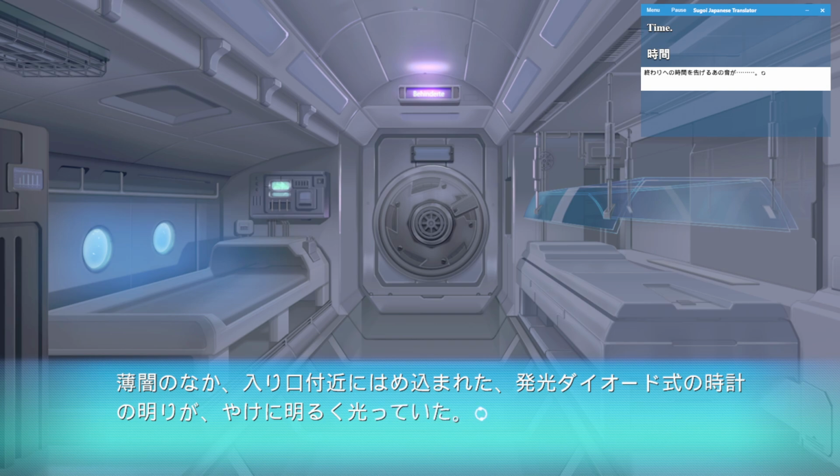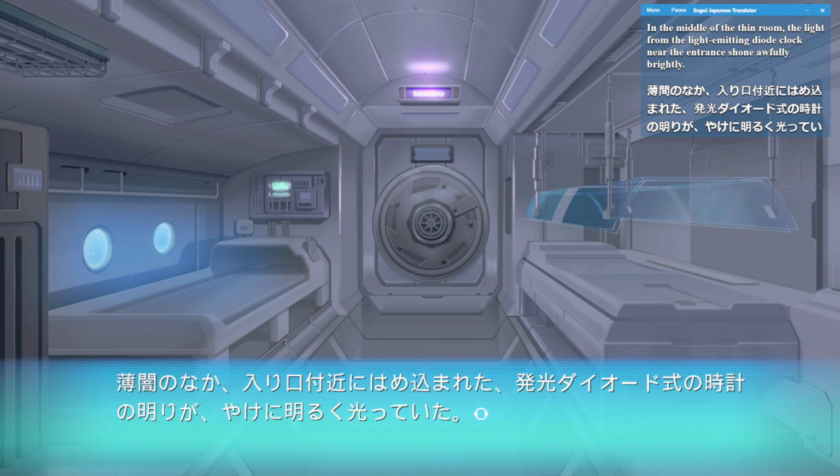One of the kanji that gets messed up a lot is meaning like darkness or shadow, so that might have something to do with the wood. But in the middle of the thin room, the light from the light-emitting diode clock near the entrance shone awfully brightly. Interesting that it's an LED instead of an LCD. But I noticed at the time that diode was written out in katakana.